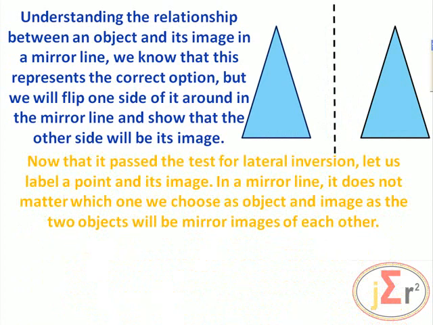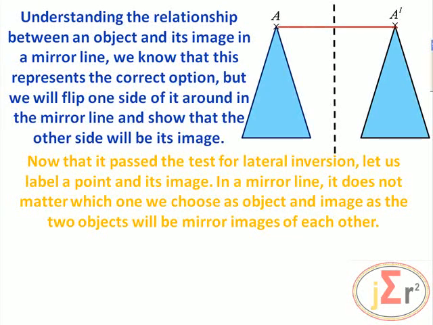Now that it passed the test for a lateral inversion, let us label a point on its image. In a mirror line, it does not matter which one we choose as object and image, as the two objects will be mirror images of each other. So if we call one object and the other image, or we exchange places, it does not matter, because it will still be a mirror image of the other or a lateral inversion of the other.